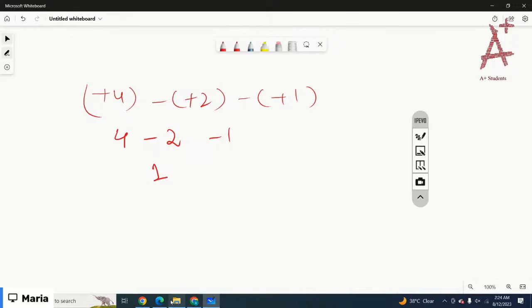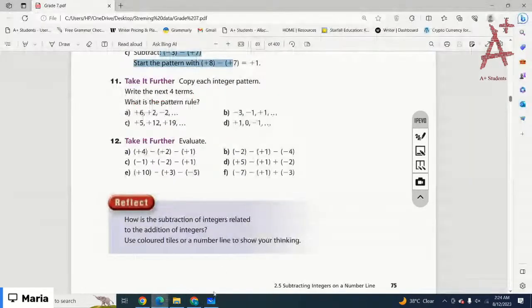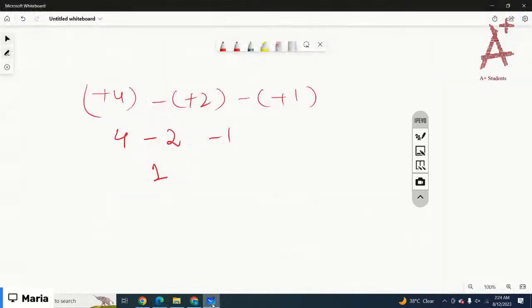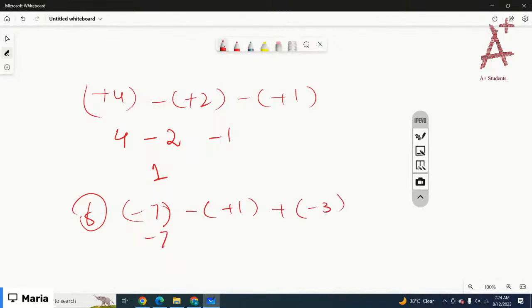Okay, let's just do one more from here. That would be f. Negative 7 minus positive 1 plus negative 3. So it would be negative 7. Subtracting a positive integer is the same as subtracting, and adding a negative integer is the same as subtracting. So negative 7, negative 1, negative 3. So you have to add them all up, and that equals negative 11.